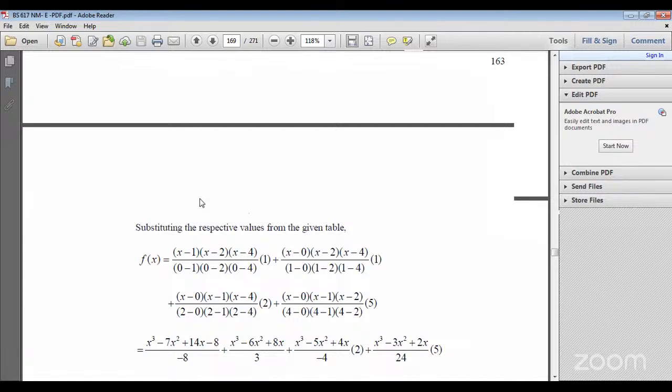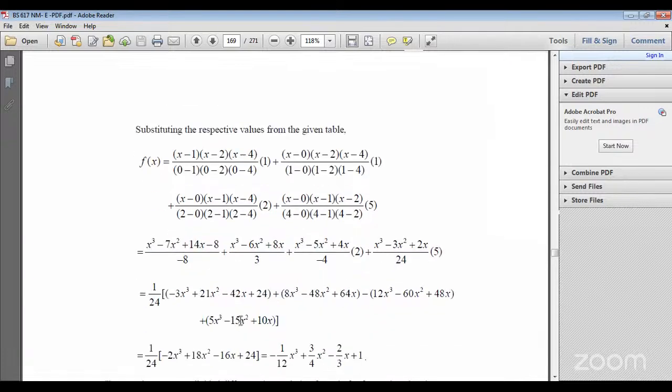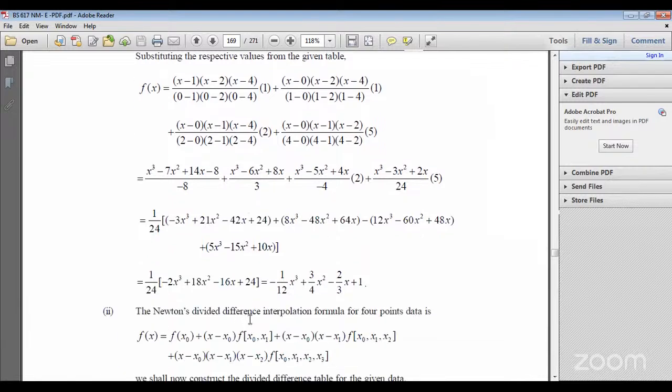So x minus 1, x minus 2, x minus 4, over 0 minus 1, 0 minus 2, and so on. It is the same, simplifying and applying here. That is 1 by 12 x cube minus 3 by 4 x squared minus 2 by 3 x plus 1.